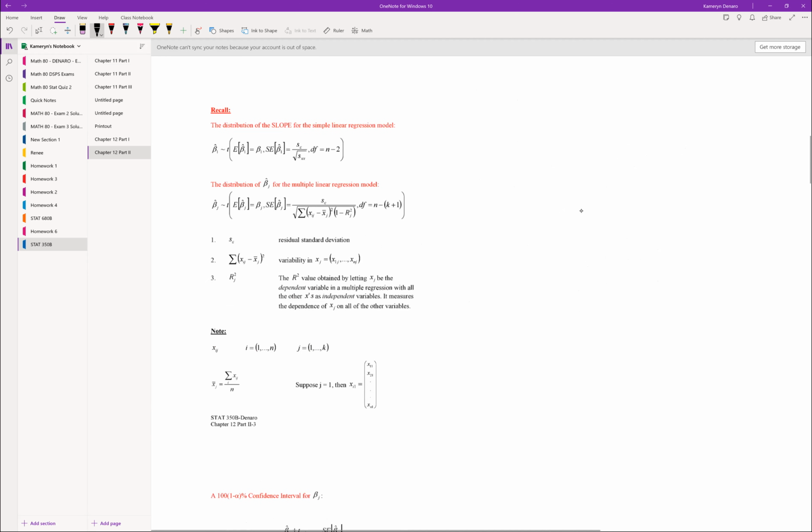Remember that the distribution of our slope from the simple linear regression model follows a t distribution with n minus 2 degrees of freedom, but once again, those two are just the beta 0 and beta 1. Whereas now we have beta 0 all the way up to beta k, so our degrees of freedom is going to be affected.